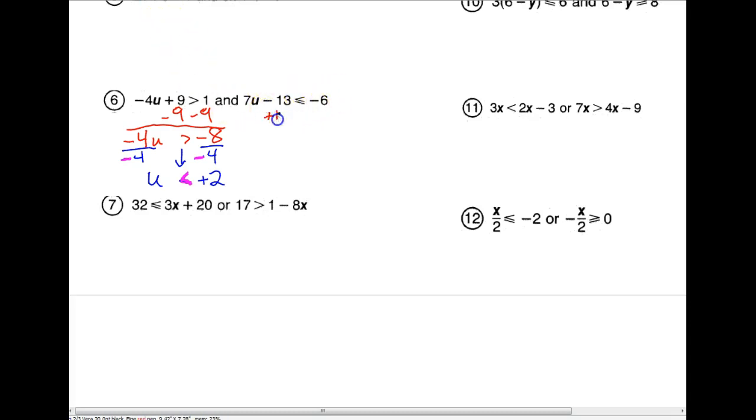Do the same thing over here. Seven u, and 13 minus 6 is also 7. Divide both sides by 7. U is less than 9. Now, what's missing from this answer? Right here. And very good.